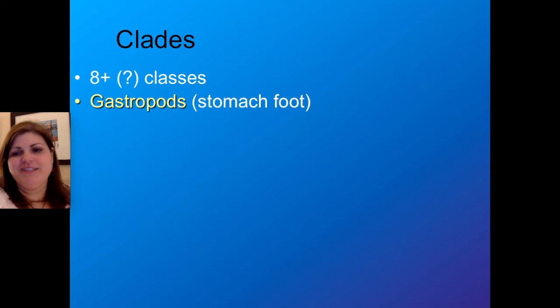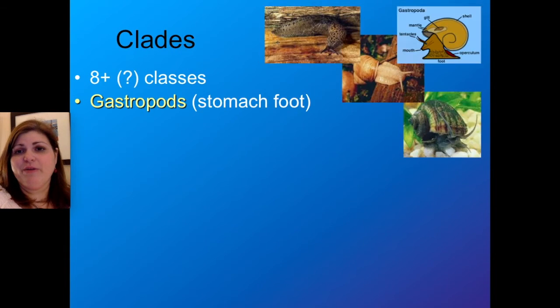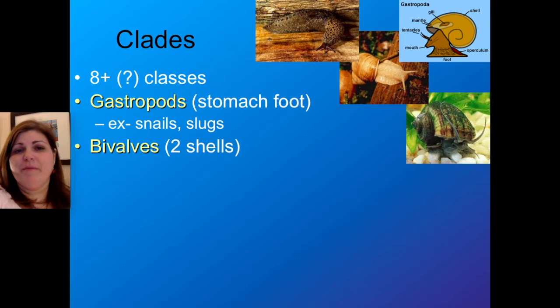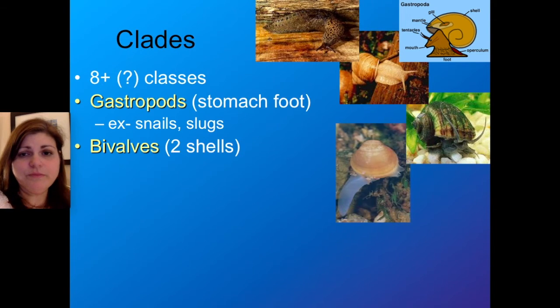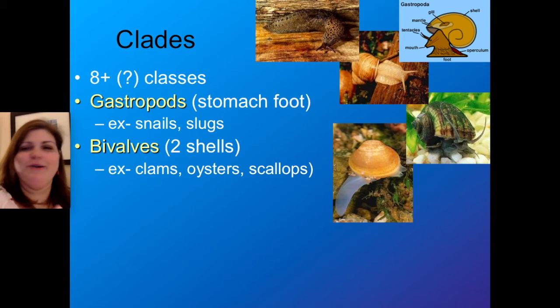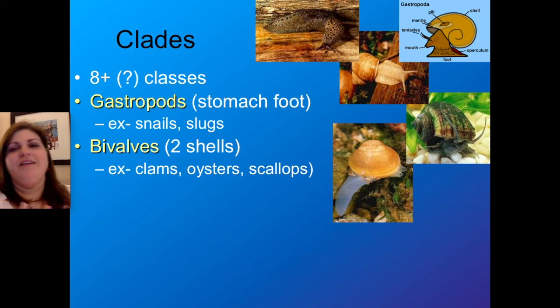The first one I've mentioned is gastropod. Gastro means stomach, pod means foot, so it literally means stomach, foot. And those are organisms who look like they're crawling around on their stomach. So that would be things like snails and slugs. We also have bivalves. Bivalves have 2 shells, the bi meaning 2. So those 2 shells would be things like clams, like oysters, like scallops, zebra mussels, quagga mussels, all of the mussels. And again, they have 2 shells.